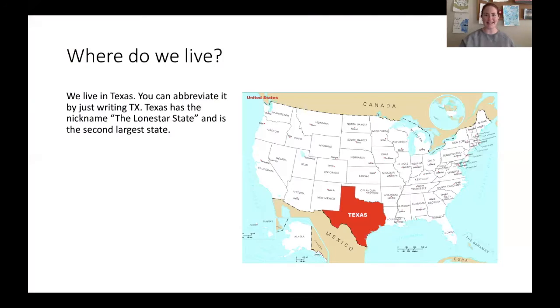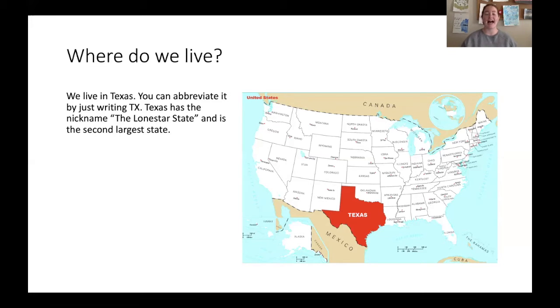Well, what state do we live in? We live in the state of Texas. You can abbreviate it by just writing TX. Abbreviate means just to write it a little bit smaller. When we send mail, we always do the state abbreviation TX. It just kind of saves a little bit of time. Plus, it's easier to remember, oh, TX, that's Texas.